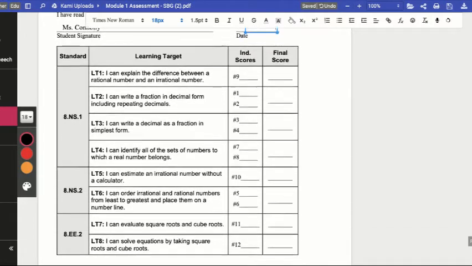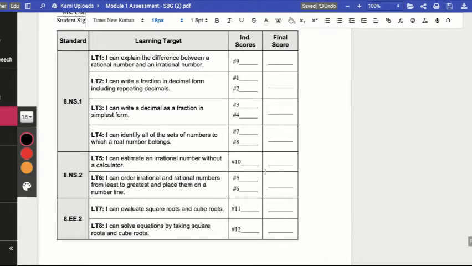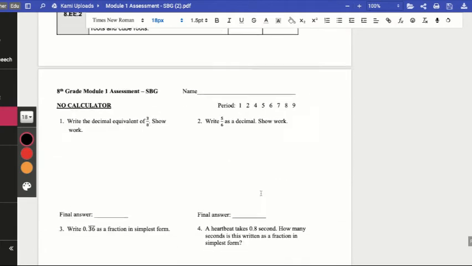This page is where we will put your scores, so you can look for your final score. Here are the learning targets that we expect you to know after learning from this unit, and your individual score for each question goes here. And then, like for learning target 2, we average these. So if you got a 2 and a 4, we would do 2 plus 4 divided by 2, and your final score would be a 3. Here, since there's only one question, if you got a 3, your final score would be a 3.